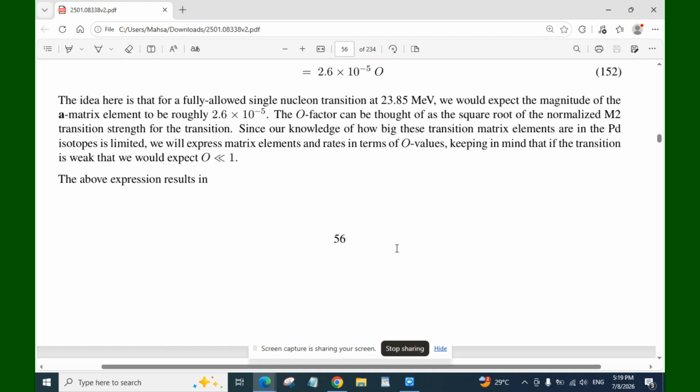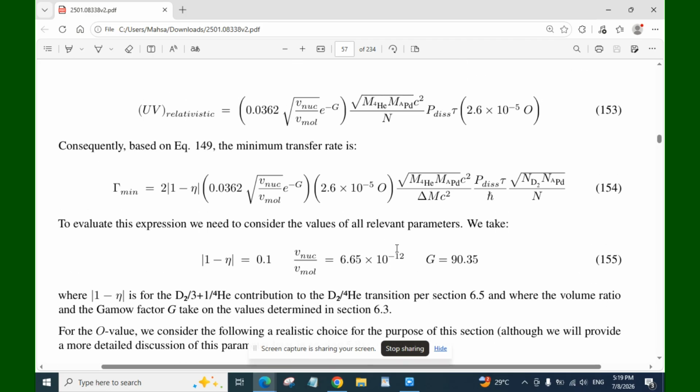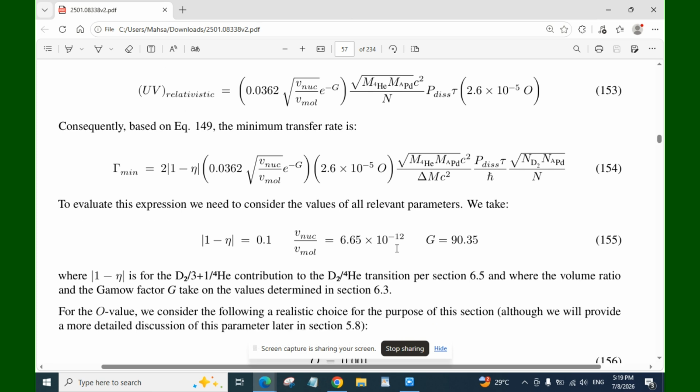The above expression results in these equations. UV relativistics is equal to 0.0362 square root nu nuclear divided by nu molar e to the power of minus g and square root ma helium 4 ma palladium R C to the power of 2 divided by N P dissipation tau multiplied by 2.6 multiplied by 10 to the power of minus 5 omicron.